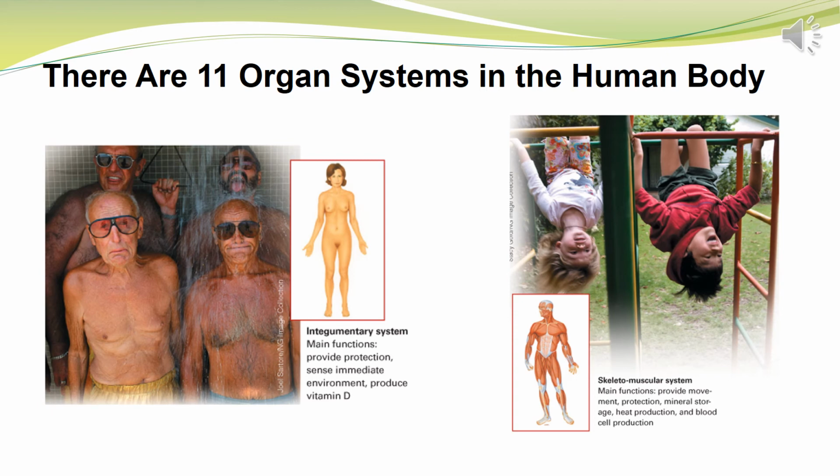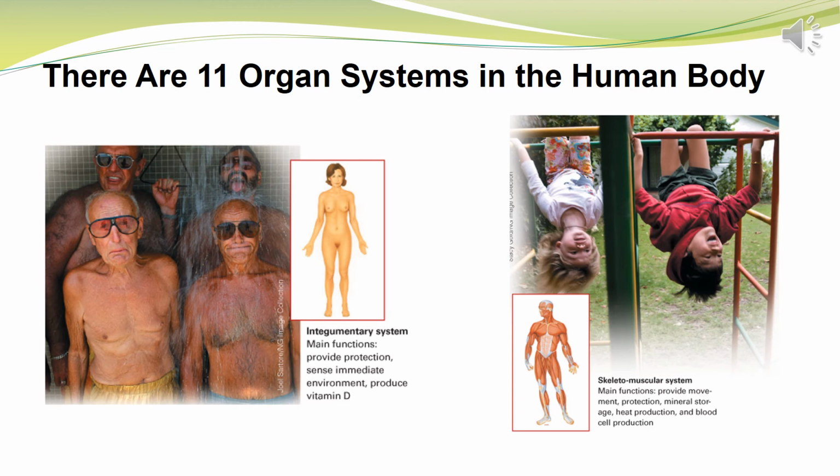Now we're just going to identify the 11 different organ systems in the human body. There's the integumentary system, which provides protection, helps to sense the immediate environment, and also produces vitamin D within the cells of the skin. There's the skeletal muscle system, which provides movement, protection, and also mineral storage, heat production, and blood cell production.